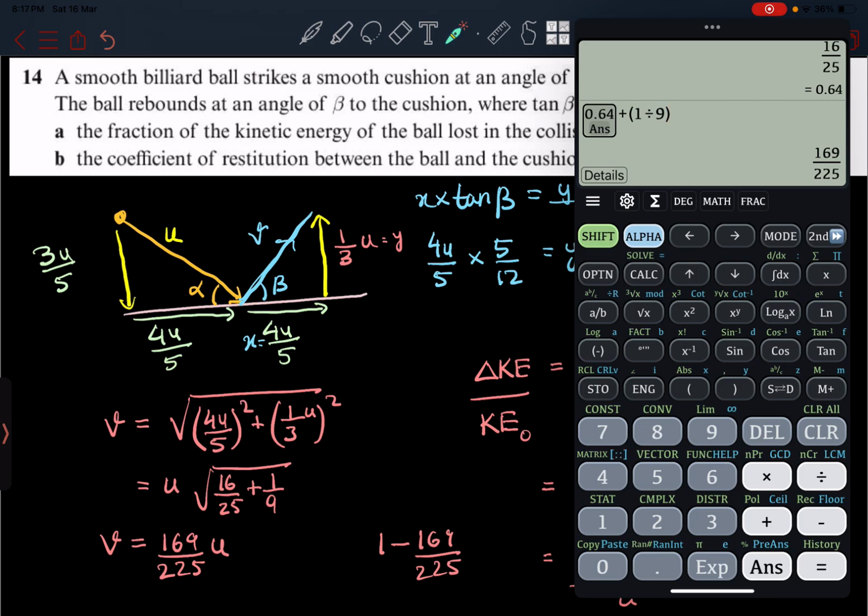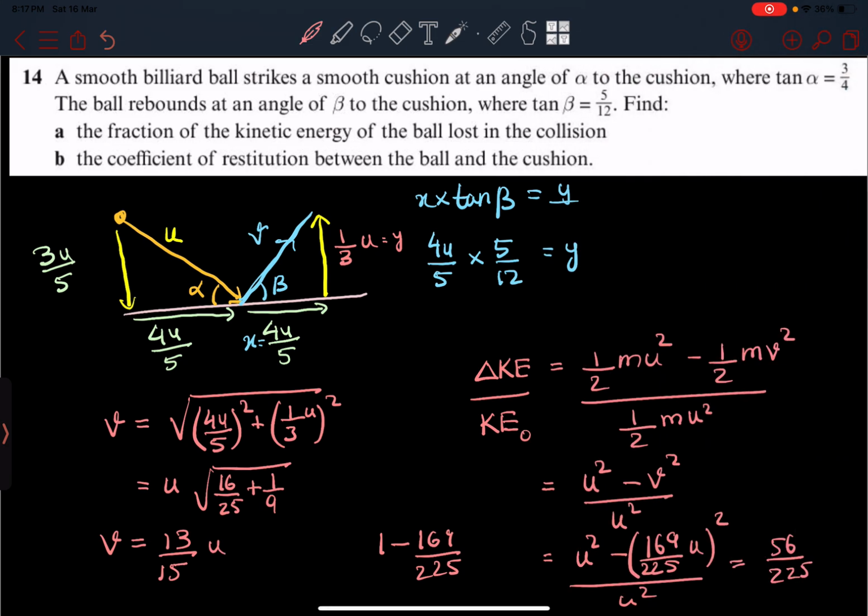So v is not that. V is, right, I should square root this. So if I take my answer and square root it, I would be getting 13 over 15. Okay, so v is essentially 13 over 15u. I forgot to square root it. Which then means v squared would be, yeah, now this is correct, over u squared. Yeah, that is a mistake that I made.